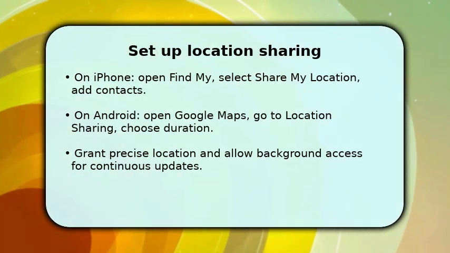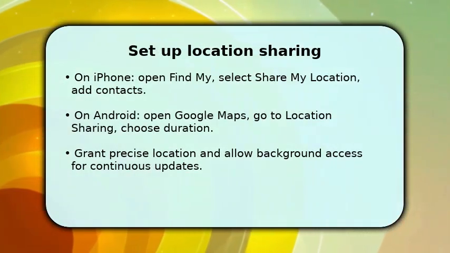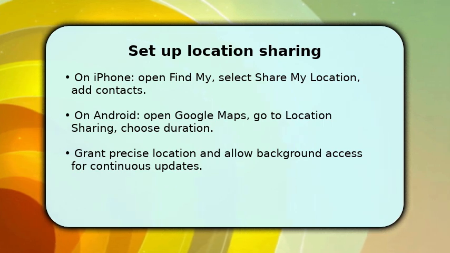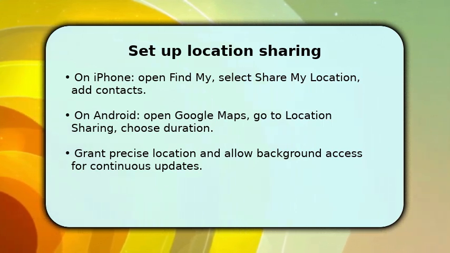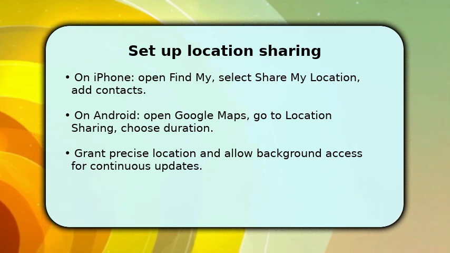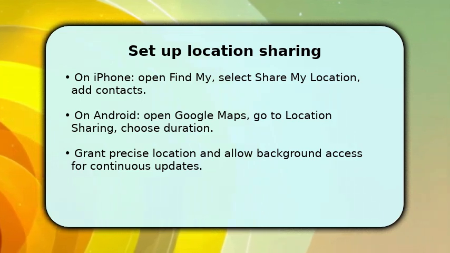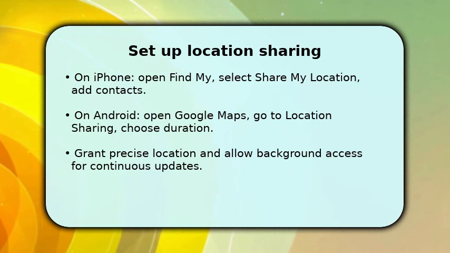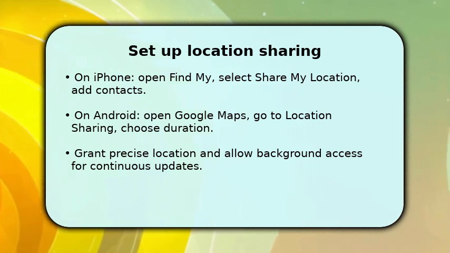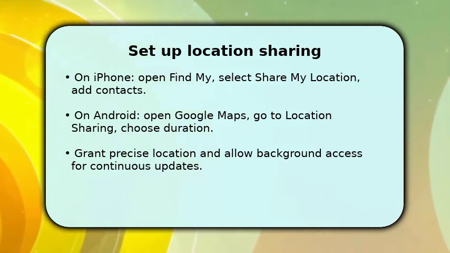Once done, configure the platform-level sharing. On iPhone, open Find My, choose Share My Location, and add the consenting contact or family group. Make sure precise location is enabled. On Android, open Google Maps, tap Location Sharing, choose the person and duration, and allow background location.